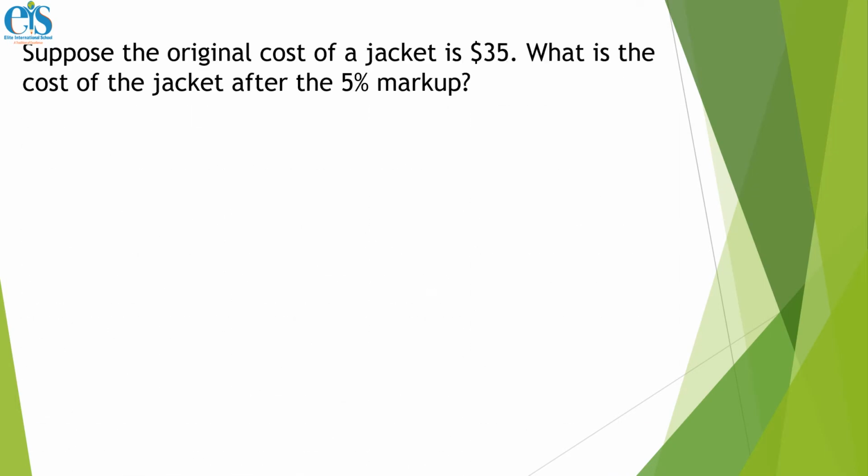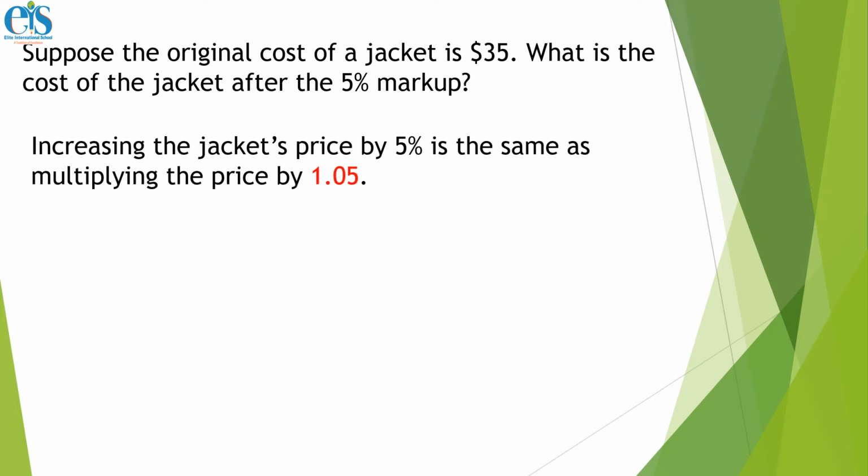Suppose the original cost of a jacket is $35. What is the cost of the jacket after the 5% markup? Increasing the jacket's price by 5% is the same as multiplying the price by 1.05, which is equal to 1.05J. Now 1.05 is multiplied by 35. 1.05 times 35 is equal to $36.75.